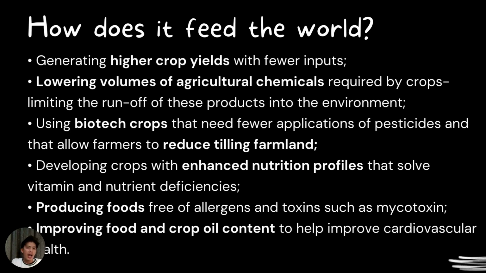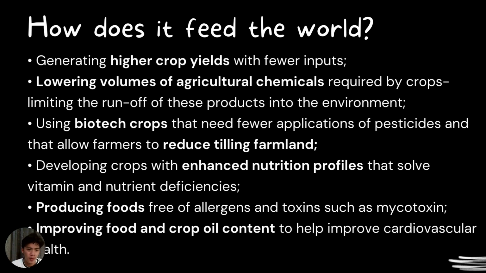As the aspect of agriculture was being modified, altered, changed, and improved, it generates higher crop yields with fewer inputs. It lowers the volumes of agricultural chemicals required by crops, limiting the runoff of these products into the environment. It uses biotech crops that need fewer applications of pesticides, and thus it allows farmers to reduce tilling farmland.